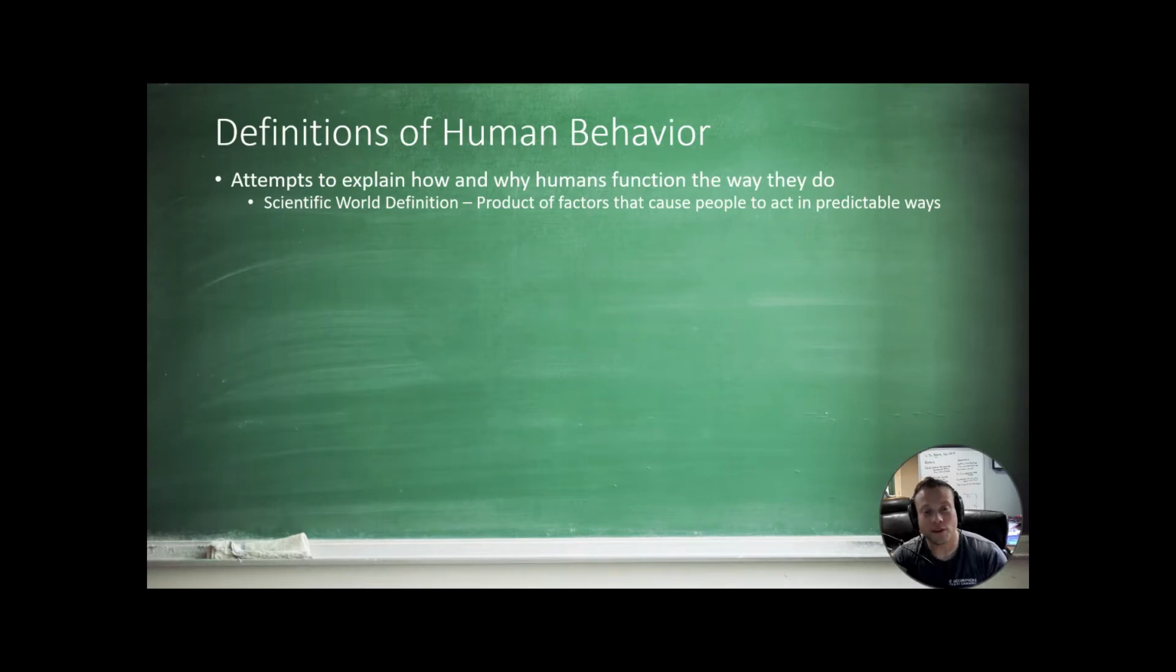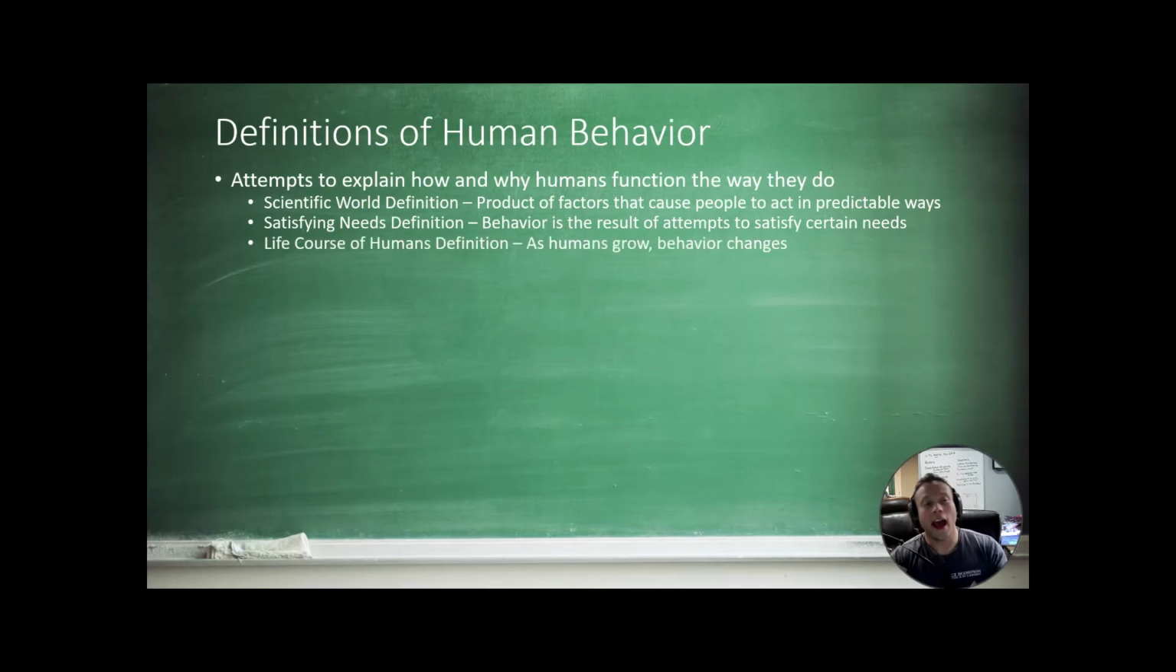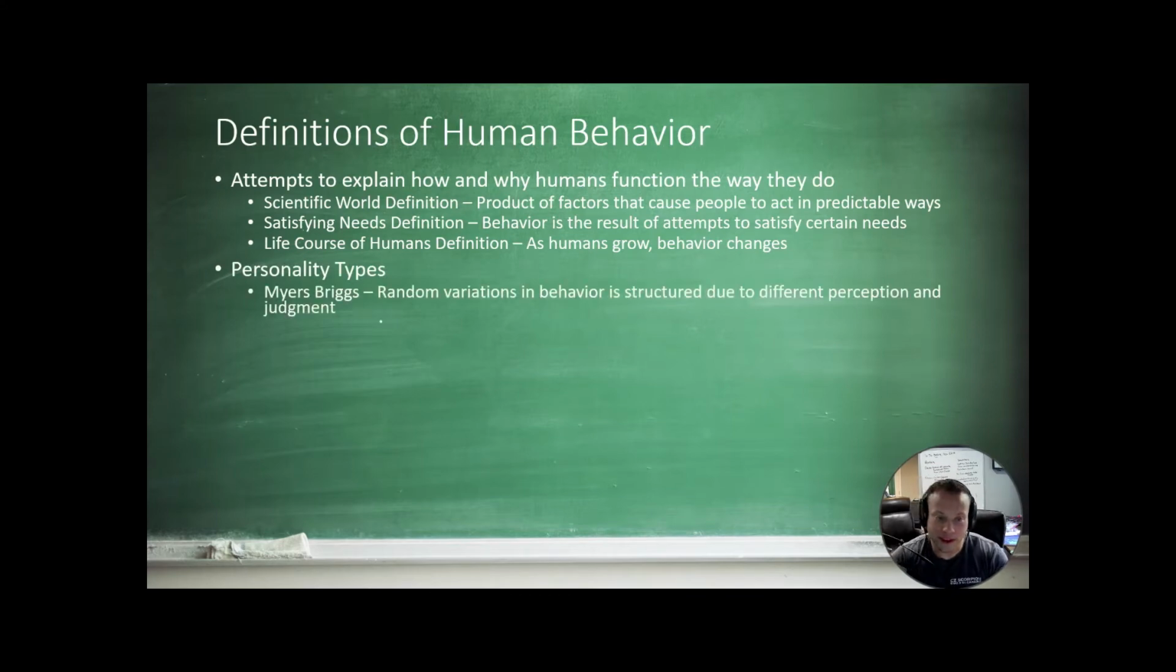There's the scientific world definition, which says that human behavior is a product of factors that cause people to act in predictable ways. The satisfying needs definition says that behavior is the result of attempts to satisfy certain needs in a specific order. And the life course of humans definition: as humans grow, behavior changes. And that makes sense. As a baby, we really care about food and safety. And then we progress as adults. We want different things and our behavior changes. Then there's our personality types. The Myers-Briggs personality says that random variations in behavior are structured due to different perception and judgment.